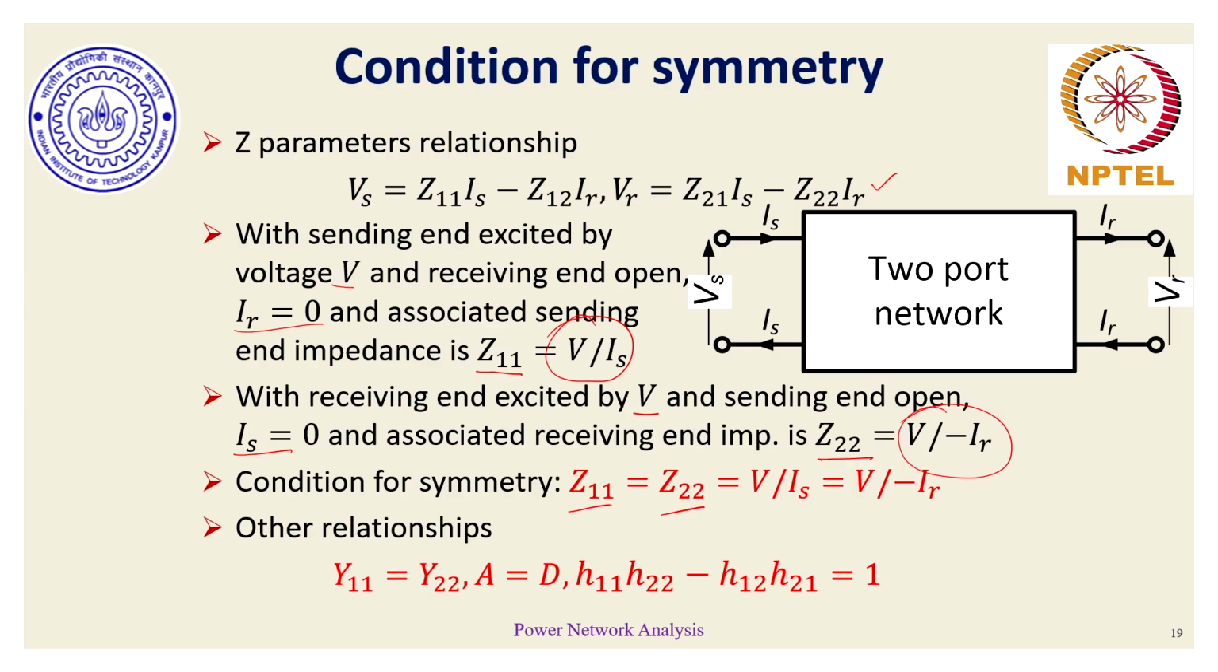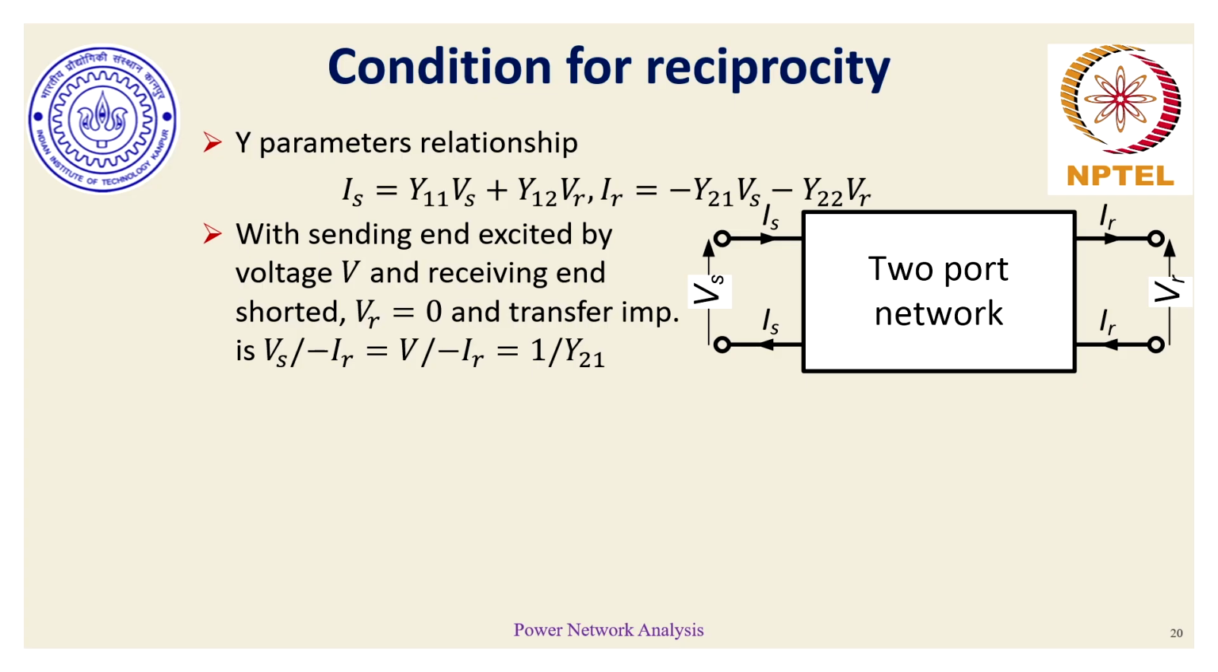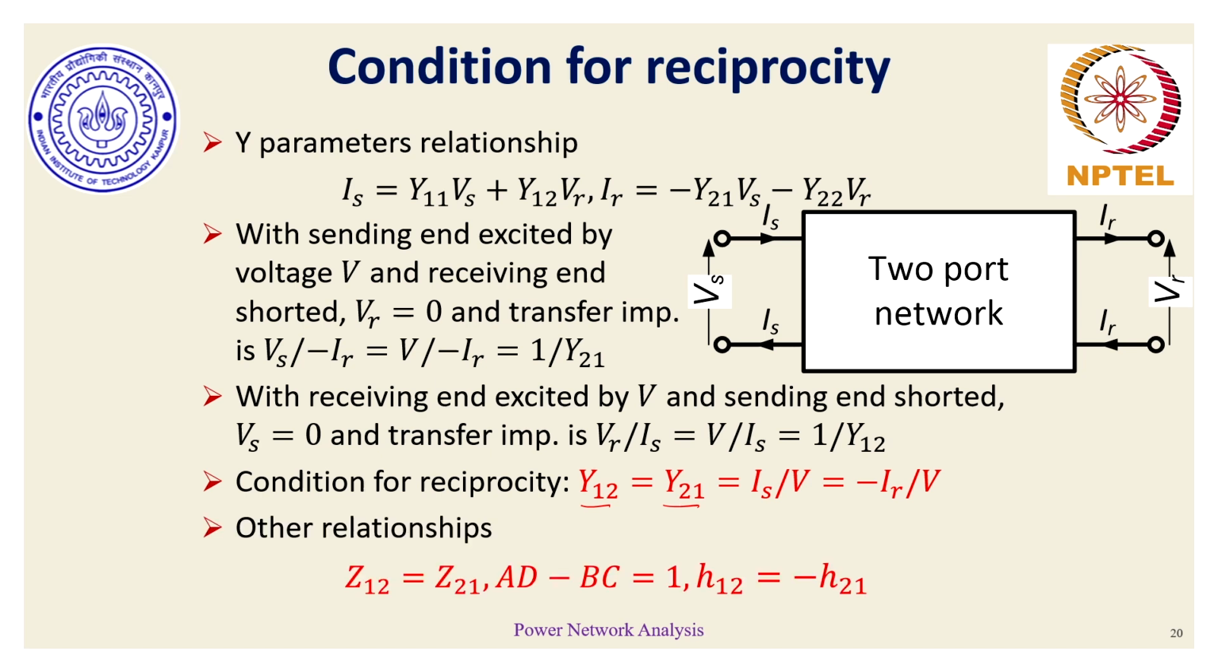Other relationships in terms of Y parameters, ABCD and H11, H22 can also be defined using the relation that we talked about. For the reciprocity property, the ratio of the cross impedances are matched. So basically, if the network is reciprocal, the values of Y12 and Y21 would be equal, and on similar lines, the corresponding relationships in terms of other parameters, Z, A, B, C, D, and H, can be defined or evaluated based on the discussion that we had earlier.